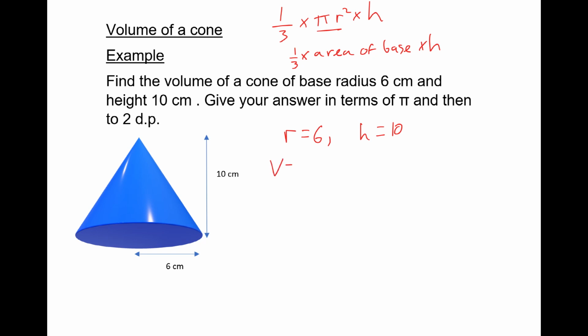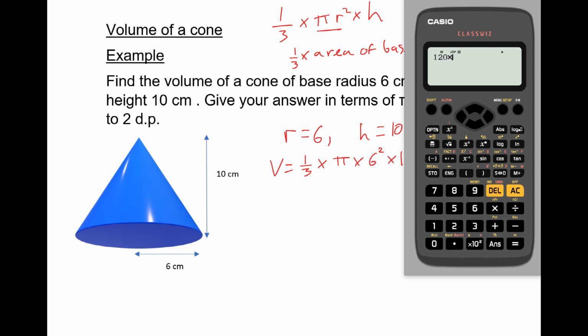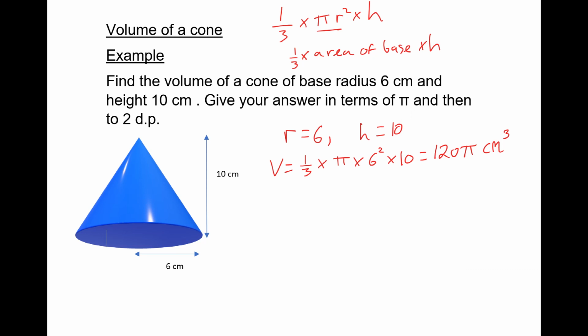So we have the volume equal to 1/3 times pi times 6 squared times 10. Now this gives you 180 pi. No, I don't think it does actually. 6 squared is 36. Over 3 is 12, 120 pi, my mistake. So we have 120 pi centimeters cubed. And we can work that out to 2 decimal places, 120 times pi, which is 376.99 centimeters cubed.